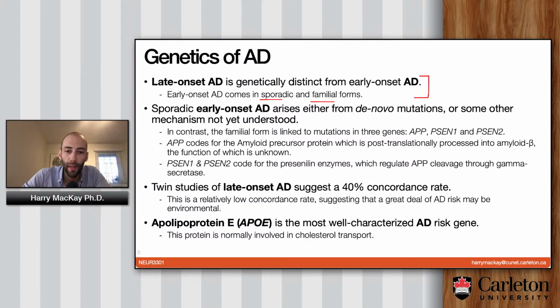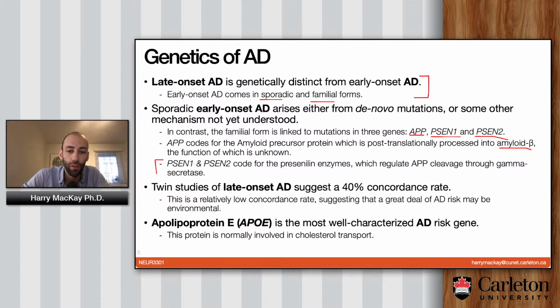The familial form is linked to mutations in genes such as the amyloid precursor protein, presenilin-1, and presenilin-2. These three genes account for the main disease-associated mutations for early onset or presenile Alzheimer's. The amyloid precursor protein, APP, is post-translationally processed into amyloid beta. We don't know, of course, what amyloid beta does, but it is the source of the amyloid beta plaques, which you see accumulating in the brains of individuals with Alzheimer's.